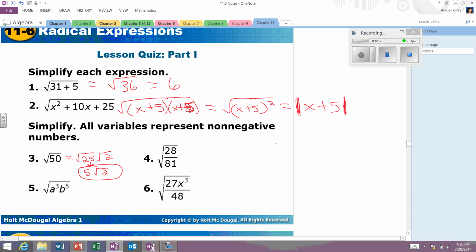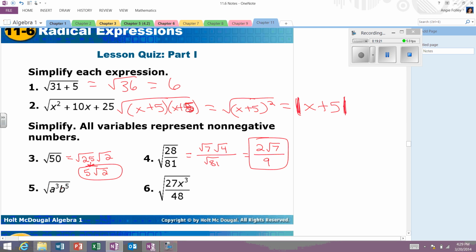Okay, 28 over 81. I can rewrite this. There's nothing that goes perfectly into either of these, so I'm going to rewrite this as the square root of 7 times the square root of 4 over the square root of 81. Now, the square root of 4 is 2. The square root of 7 I can't do anything with, and the square root of 81 is 9, so my answer is done.